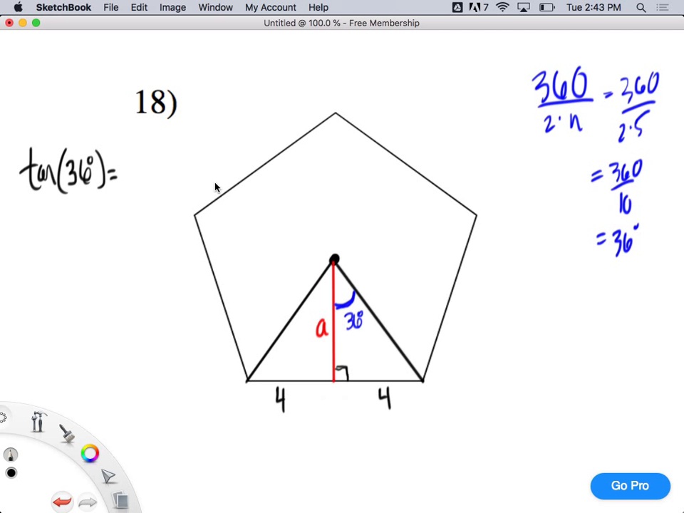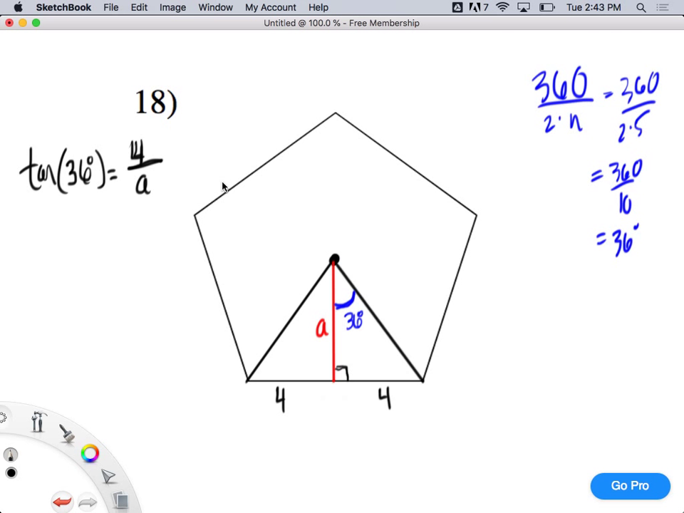Which side is opposite? 4. 4 is opposite the angle, right? So it's equal to 4 over the apothem. This is actually really fun. I'm learning a lot. Good. It's fun. Praise God.